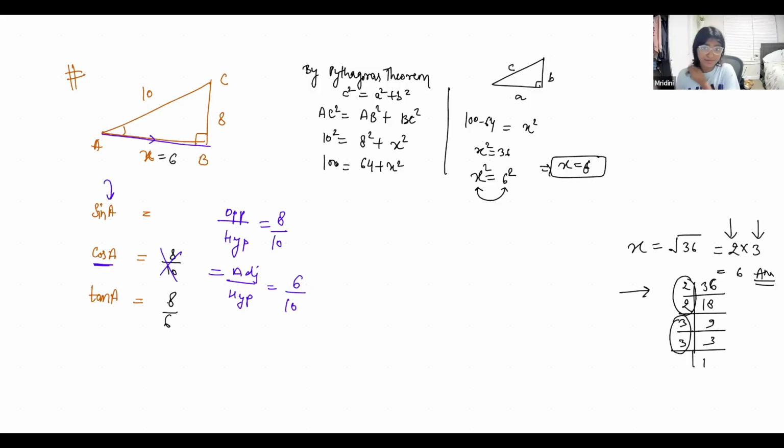Okay. Good. And 8 over 6 is correct. That's completely fine. Right? Now, come on. I'm giving you a question. Please solve this for me.